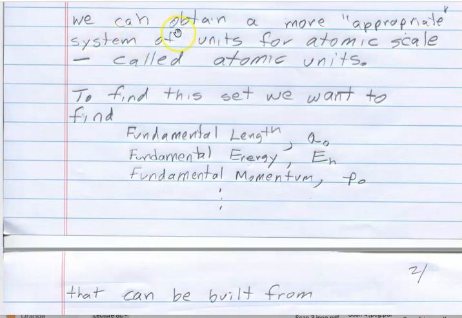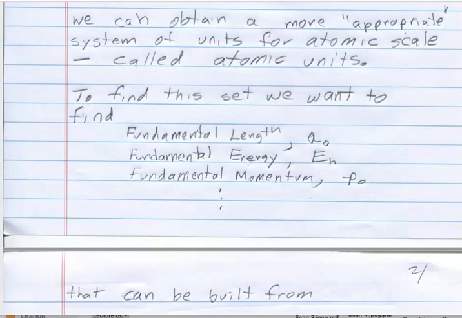way. I want to obtain a more appropriate set of units, and to find this set of units, what I want to do is find a fundamental length, a fundamental energy, and a fundamental momentum, and there may be other quantities as well, but certainly these first two are primary for us. We already have a fundamental charge, that's the charge on the electron, so I should probably just call charges however many electron charges there are.